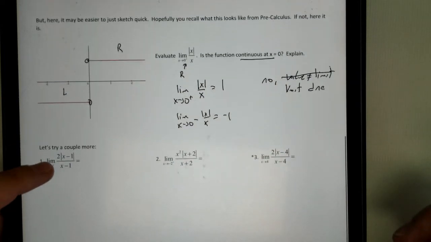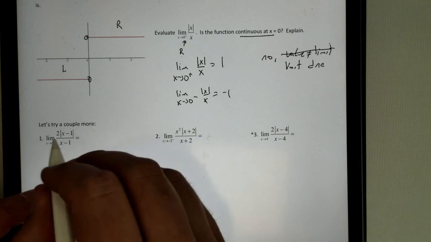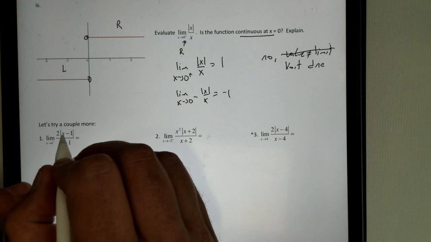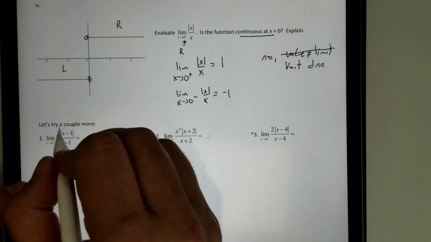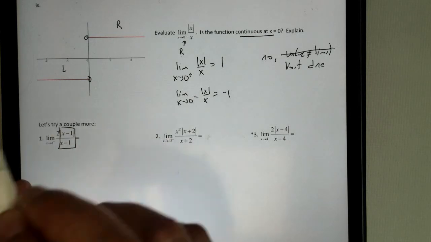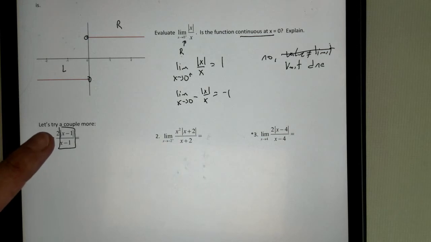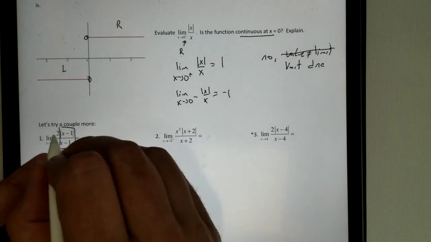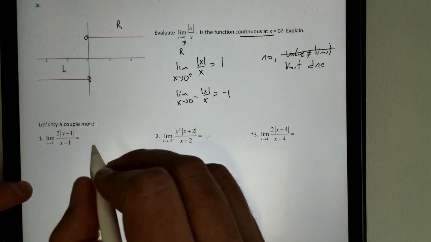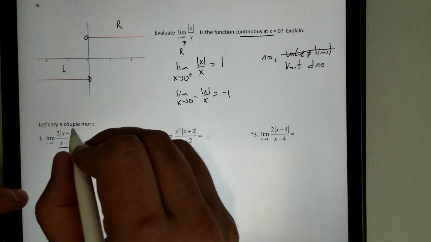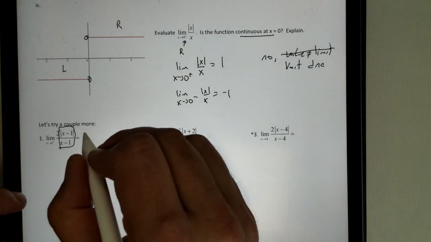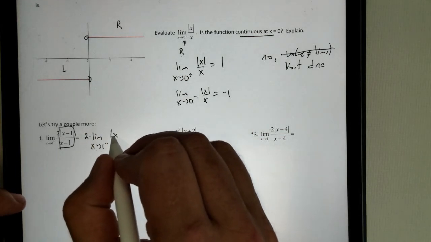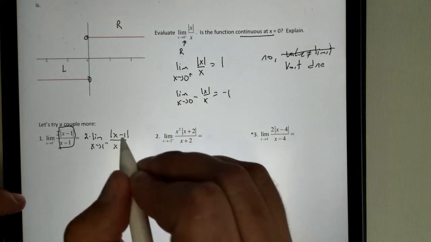So let's try a couple more. There's a couple ways we can do this. If you notice, we have this limit right here, and if we ignore the 2, we have our new rule up here: the absolute value over x. I can write this as two separate limits. Remember that 2 is just a constant, so I can write that 2 outside. So if I write that 2, we get the limit as x approaches 1 from the left of the absolute value of x minus 1 over x minus 1.